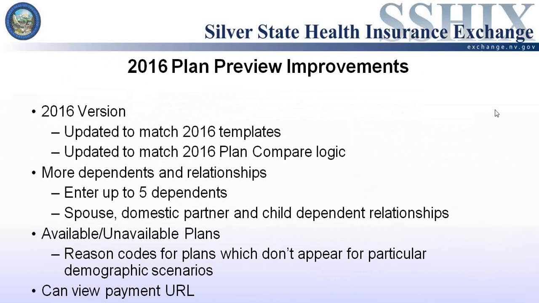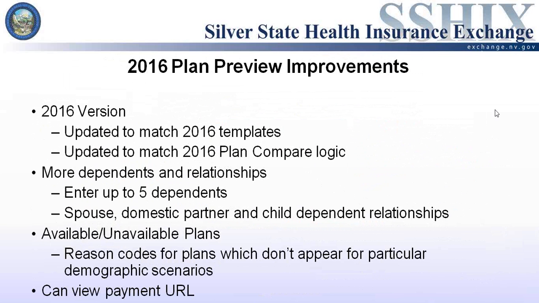So some of the improvements for plan preview: it's updated to match the 2016 templates, and it's updated to match 2016 plan compare logic. And here is the important thing, because you're going to need to test additional scenarios. There's more dependents and more relationships available. You can enter up to 5 dependents and spouse, domestic partner, and child dependent relationships. That was something I think we had an issue with last year. We couldn't enter some information.